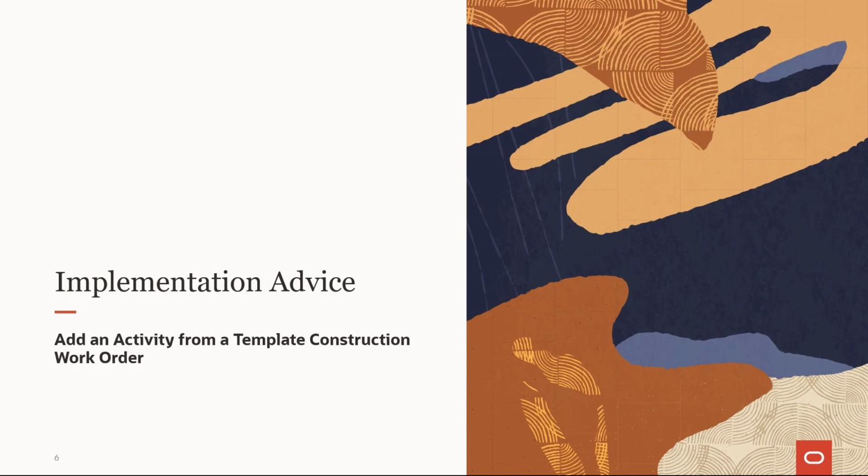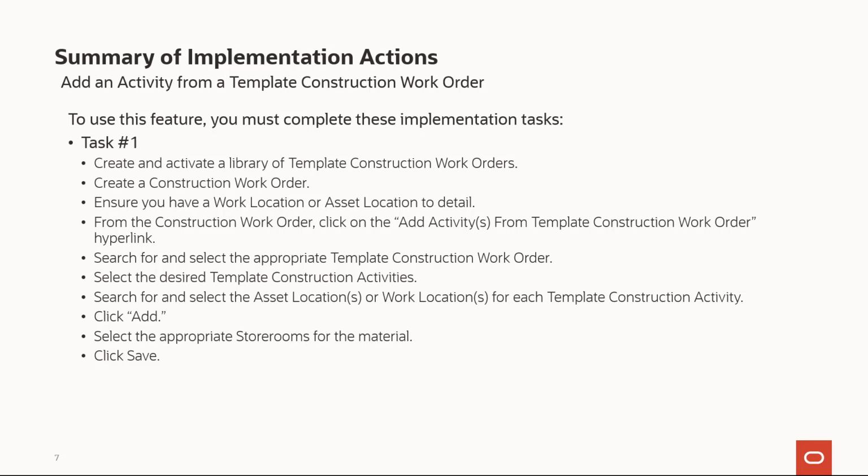In this implementation advice section, we'll go through what you need to consider before enabling this feature in your business and what you need to know to set it up. So there aren't really any implementation tasks to do in order to use this functionality. There are records that need to exist though, such as the appropriate active template construction work order, along with template activities with their compatible units.